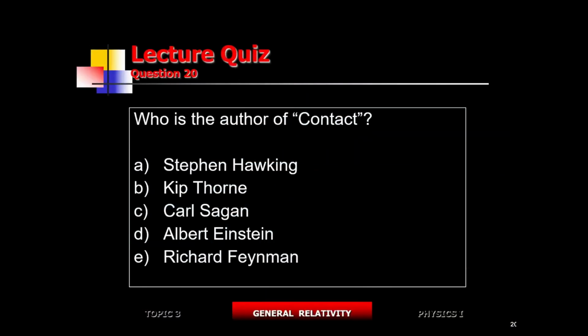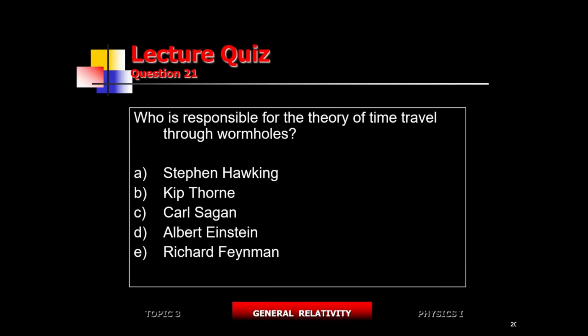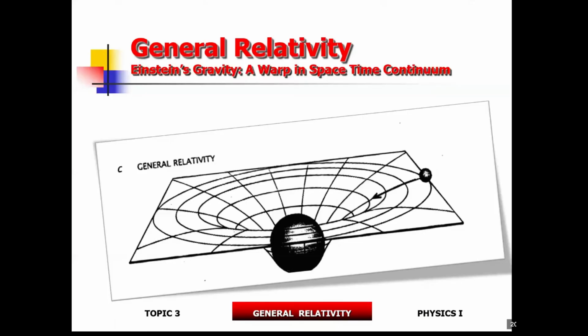Going forward. All right, so who's the author of Contact? Carl Sagan. All right, give yourself a point. So who's responsible for the theory of time travel through wormholes? Kip Thorne. Those of you guys who picked Kip Thorne, give yourself a point as well.